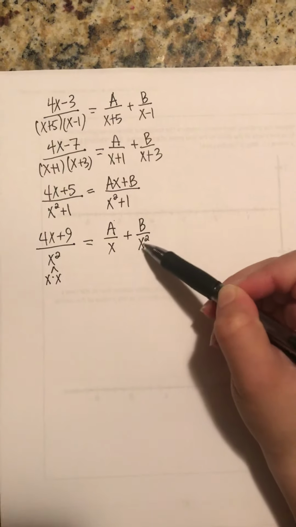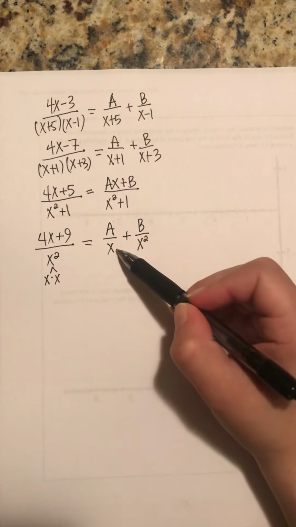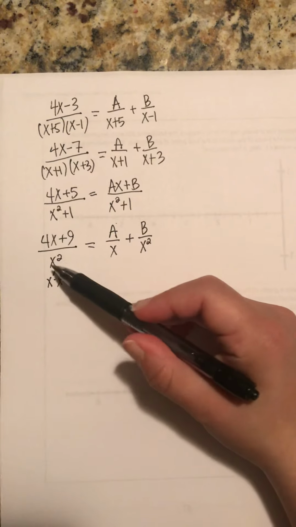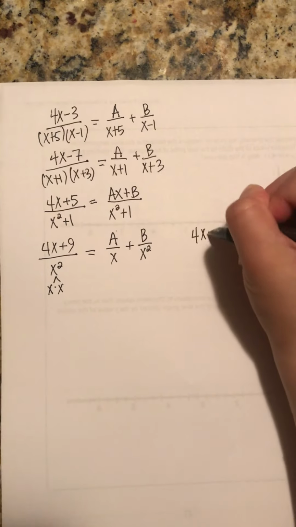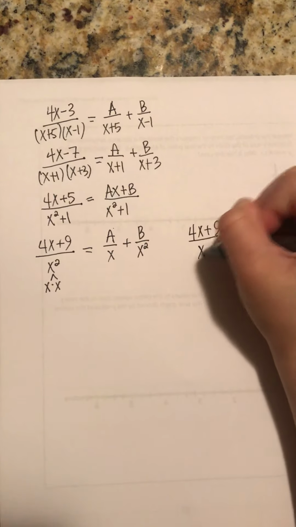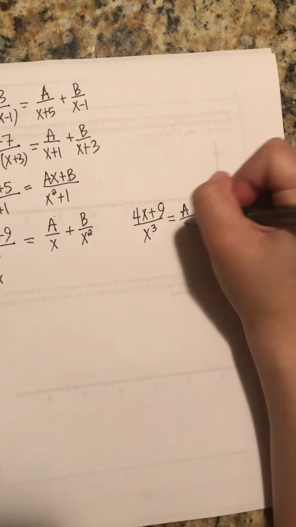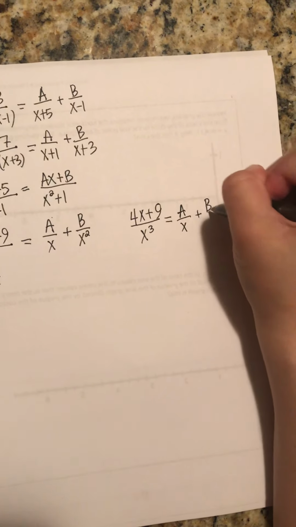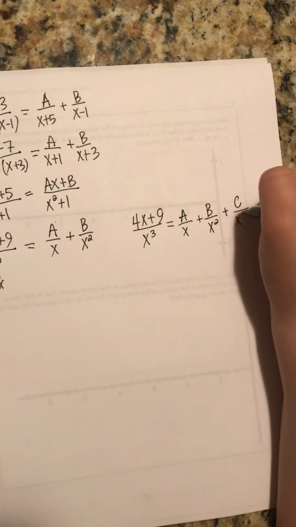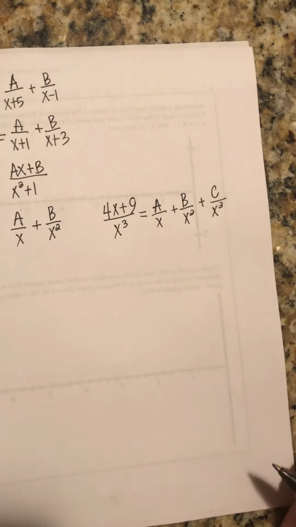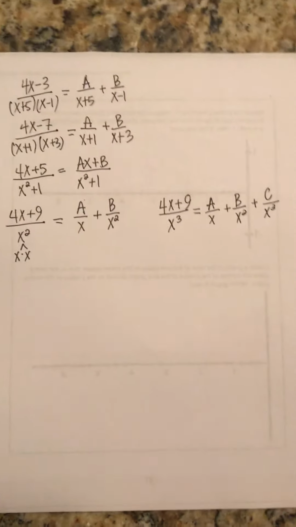Even though this is a quadratic, we're leaving it as a constant because we're building up this piece up to the x² component. So for example, if I gave you (4x + 9) over x³, that would actually be A over x plus B over x² plus C over x³. And that's how we would write out this partial decomposition fraction.